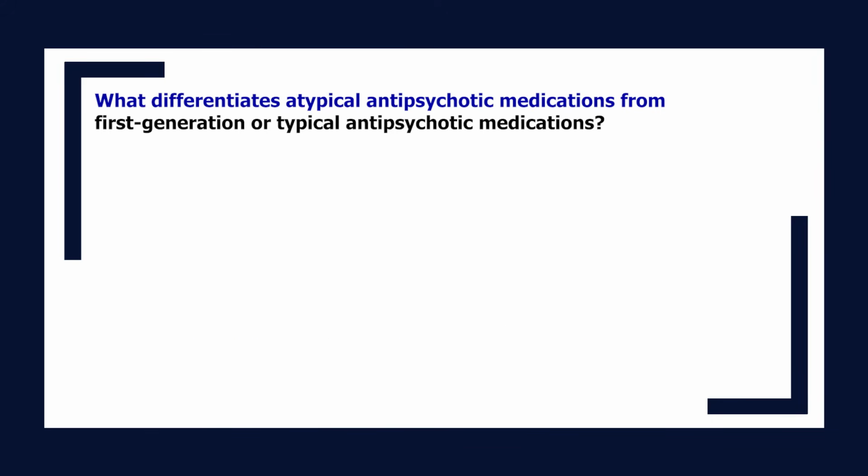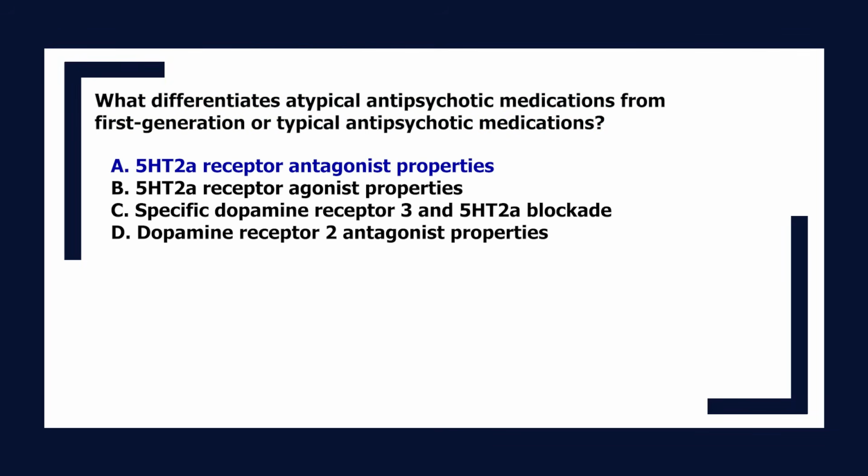What differentiates atypical antipsychotic medications from first-generation or typical antipsychotic medications? A. 5-HT2A receptor antagonist properties. B. 5-HT2A receptor agonist properties. C. Specific dopamine receptor 3 and 5-HT2A blockade. D. Dopamine receptor 2 antagonist properties.